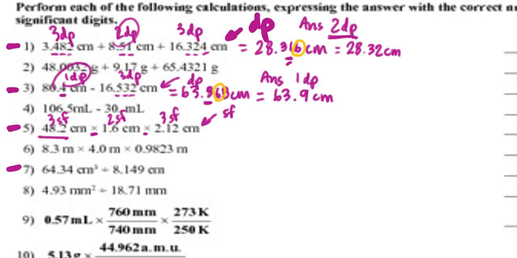And I want to report the answer to the least number of significant figures of all of the numbers that I'm working with mathematically. So of these 3 numbers, 2 significant figures is the least. And so that means that I want to report the answer to 2 significant figures. So if I do this multiplication on the calculator, I end up with 163.4944 centimeters. But I want to report this to 2 significant figures.